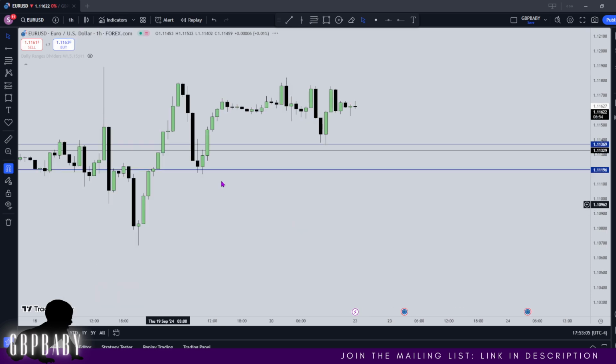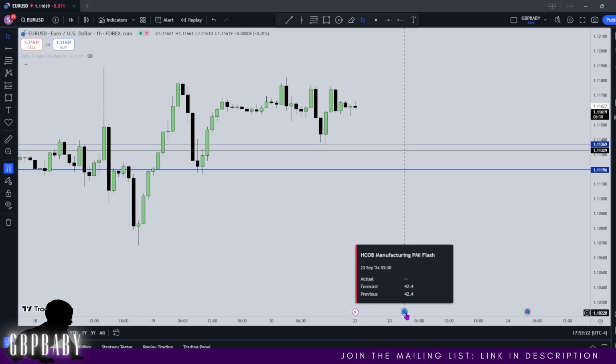But we'll drop to the 1 hour nonetheless. Not really much here. I do like the look of these lows, so again, I am looking for that discount. But once we get down to here, I'll be paying very close attention to see, okay, is it in line with our bias, and are we going to get a nice reaction to the upside, which is what we're looking for. Now, we have high impact news on Monday, so we'll probably see a lot of movement.